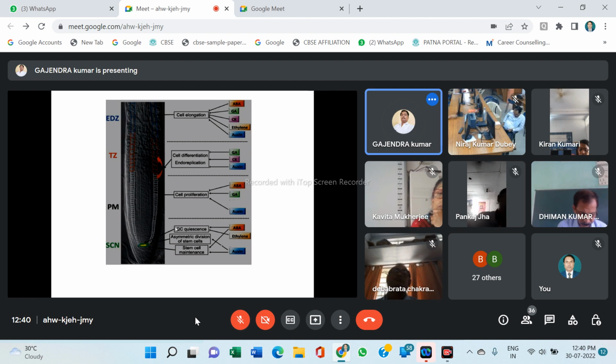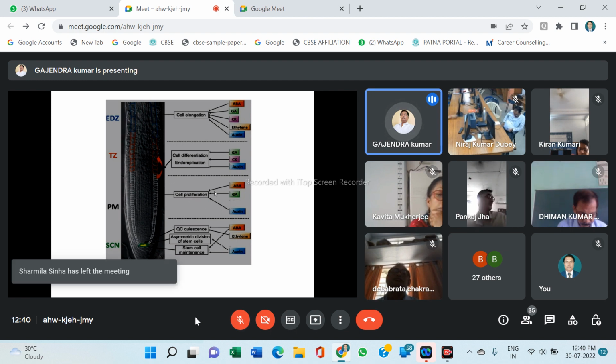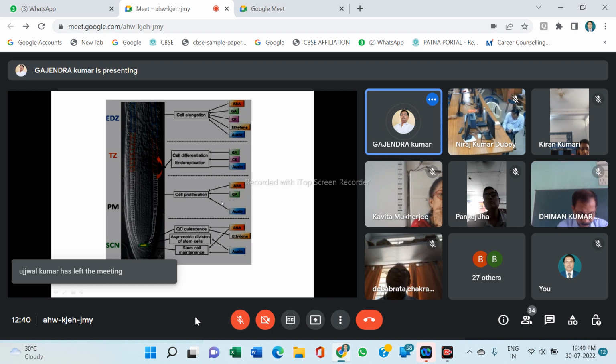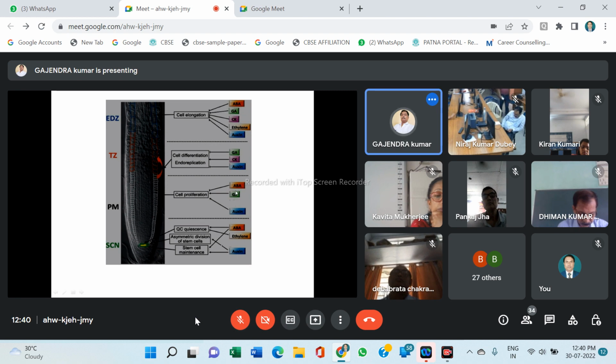Now, in cell proliferation, there is also a role of auxin, GA (gibberellic acid), and ABA (abscisic acid).